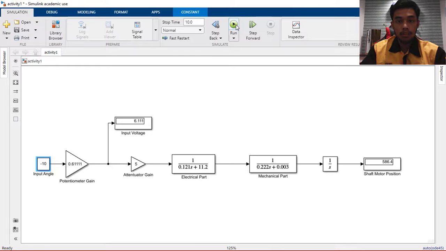We run the simulation again, and the value is also the same but in the negative direction, because it shows that the shaft motor position is opposite from the clockwise position. The same goes for the voltage. I think that's all from my part, and I will pass to my next friend.